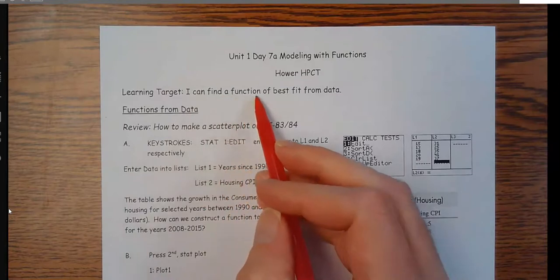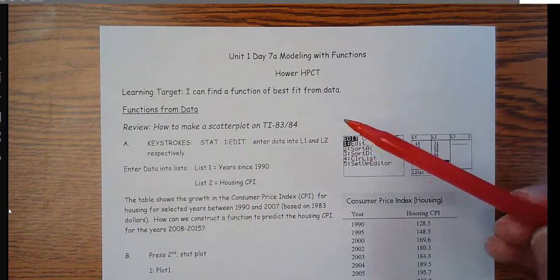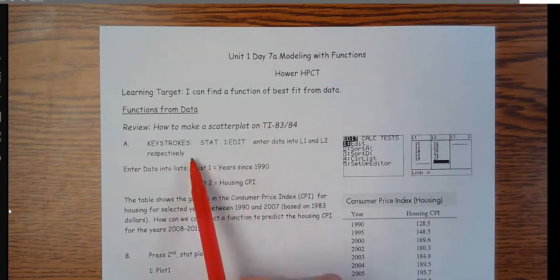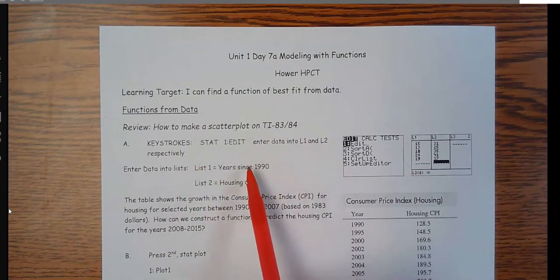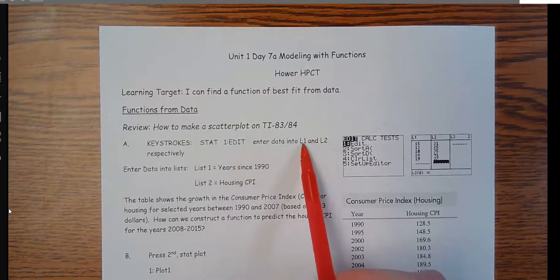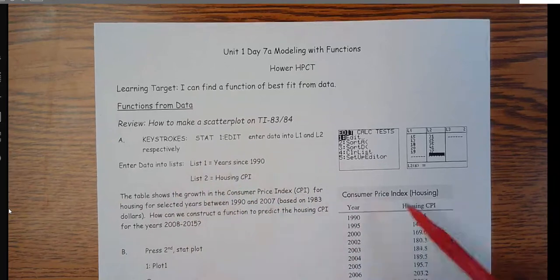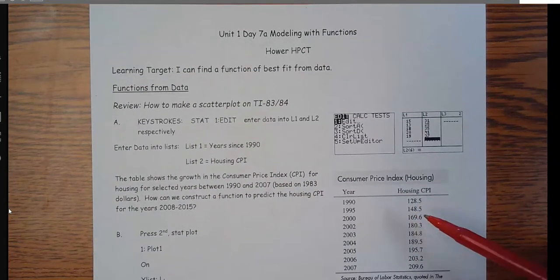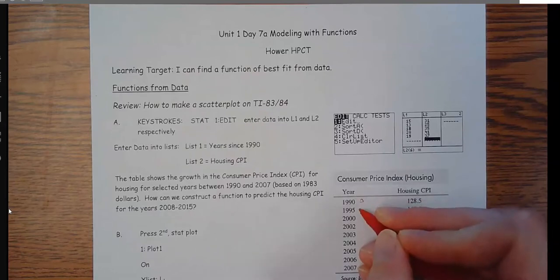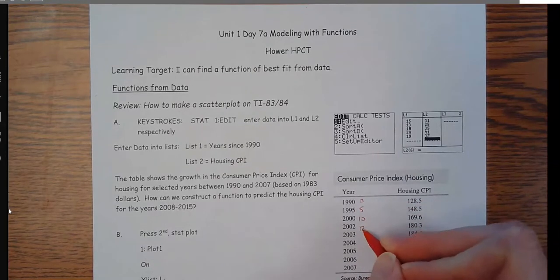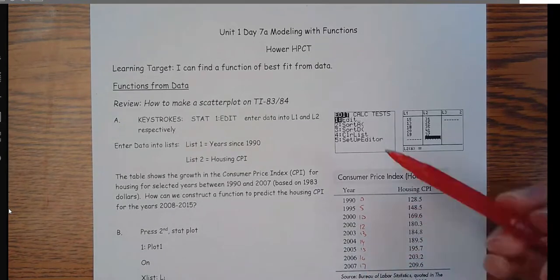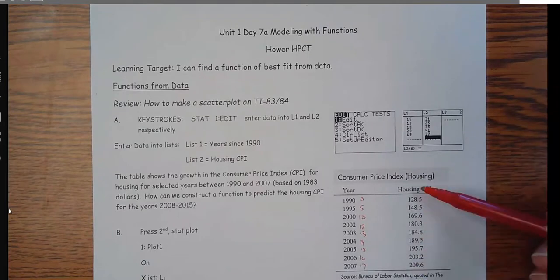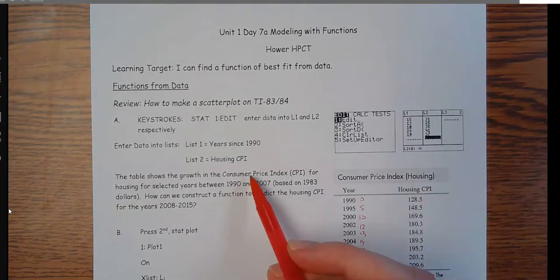So I can find a function of best fit line from data. Just a quick review of how to make a scatter plot. If you push stat, edit, put your data in. Once you get your data into L1 and L2, and it could be any list really, we just stick with L1 and L2 as the simplest way of doing it. We're going to let L1 in this problem be the years since 1990. So that means this would be 0, 5, 10, and so on, 12, 13, 14, 15, 16, 17. And list 2 is the housing CPI, which is just consumer price index.